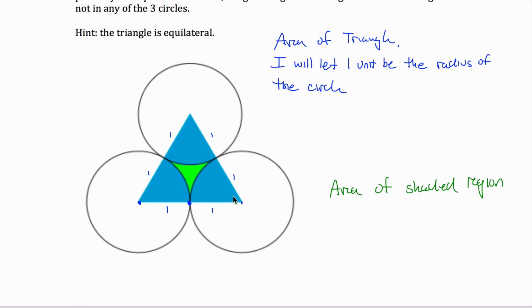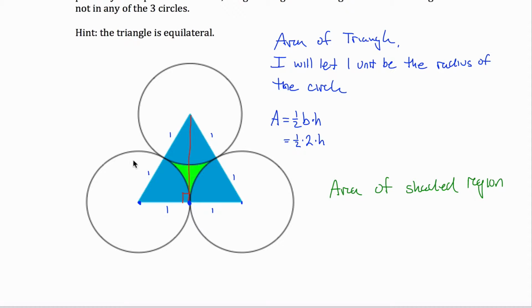Okay, so if I'm trying to figure out the area of the triangle, I know that the area of a triangle is 1/2 the base times the height, which is 1/2 times 2 times the height, because the base here is exactly 2. And to figure out the height, what I can do is kind of draw it in here. The length of that red line right there is the height.